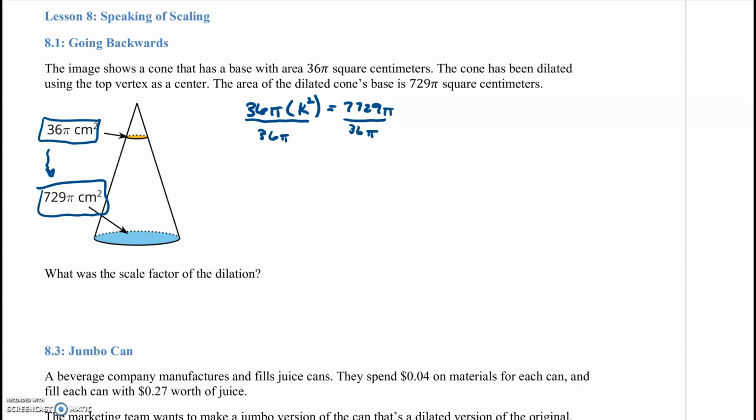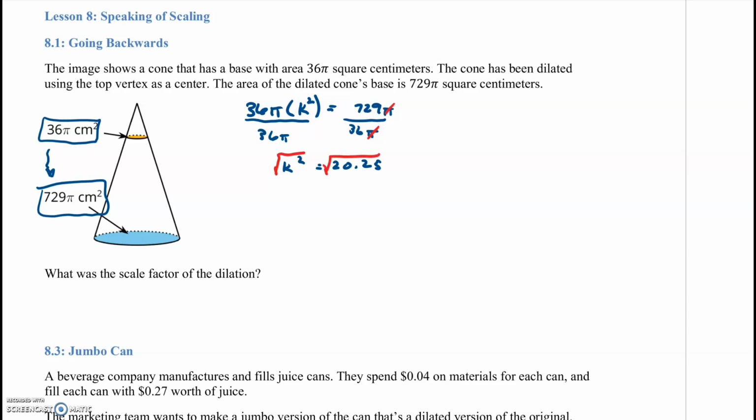Now, look at the reason why we want to leave things in terms of pi if we can. Notice how I have a pi on the top and a pi on the bottom. Those are just going to cancel. So I end up with my scale factor squared is equal to 729 pi divided by 36 pi. The pi's cancel. 729 divided by 36 is 20.25.